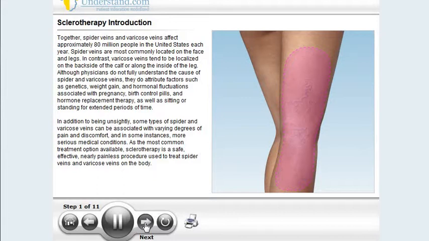As the most common treatment option available, sclerotherapy is a safe, effective, nearly painless procedure used to treat spider veins and varicose veins on the body.